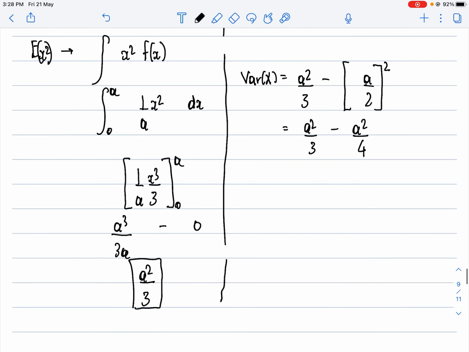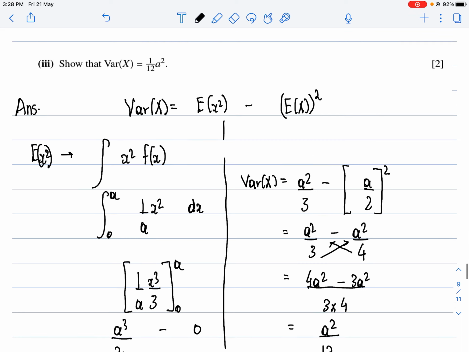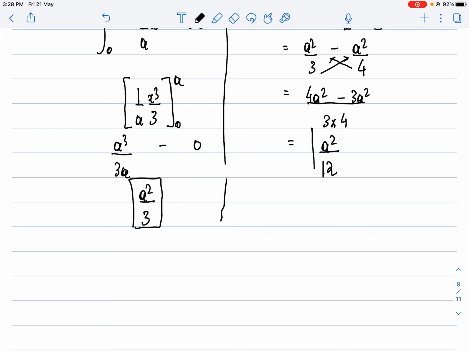Now I can simply do cross multiplication for my LCM. So I can write this as (4a² − 3a²) over 3 into 4, which basically can be written as a²/12, which is what I needed to prove. So this is basically the answer of the third part.